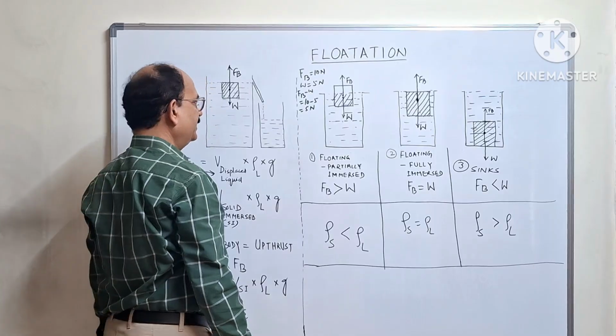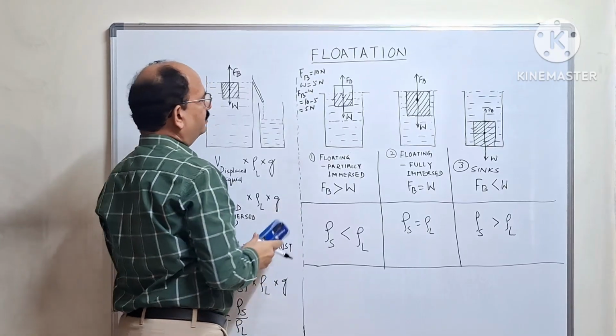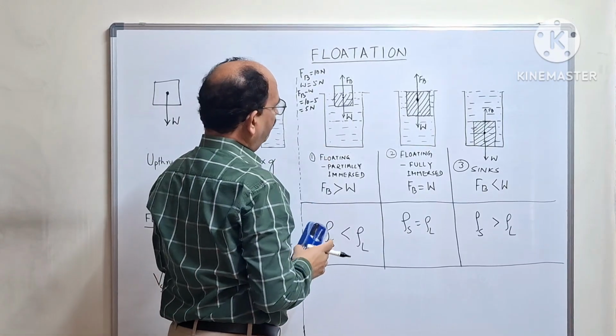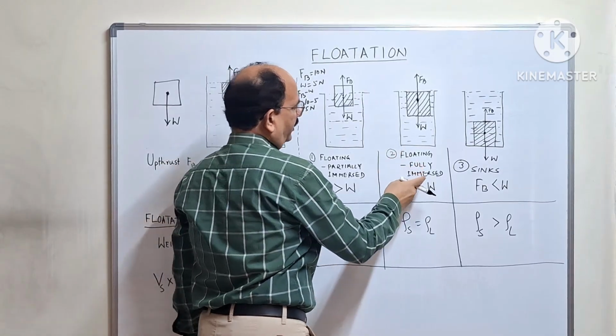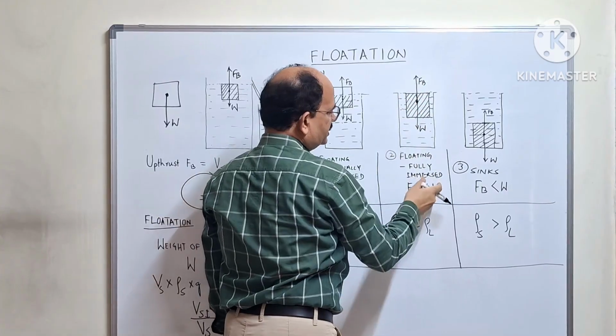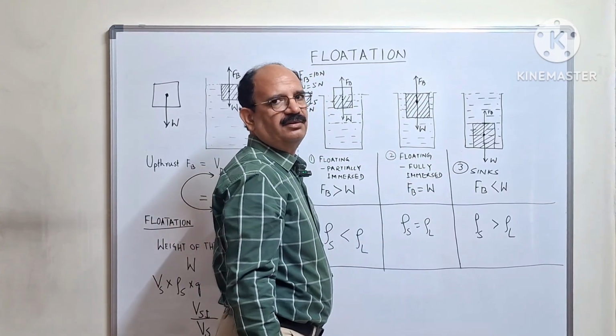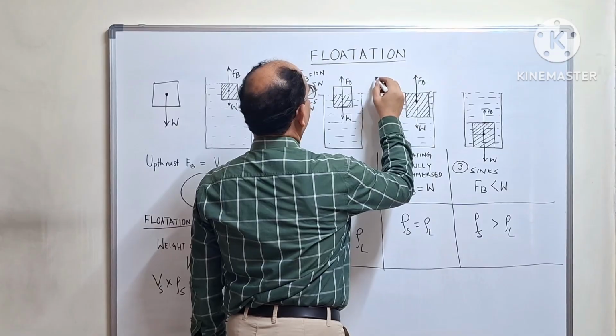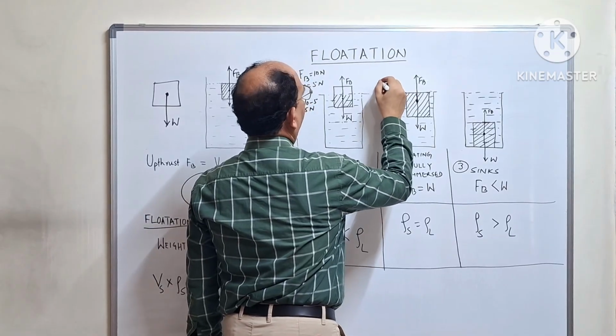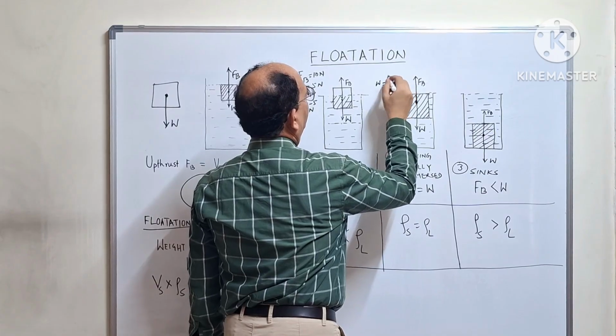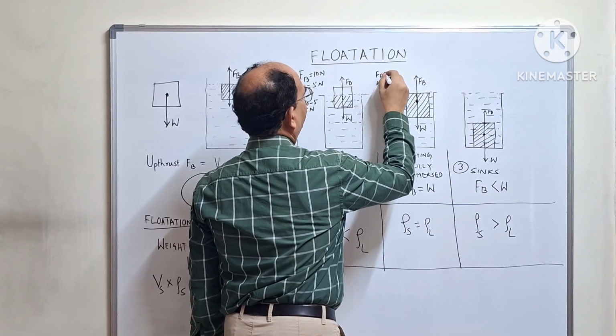Okay? Now there is another scenario where the upthrust is just equal to the weight of the body. Like weight of the body is, say, 5 Newton and upthrust is also 5 Newton.